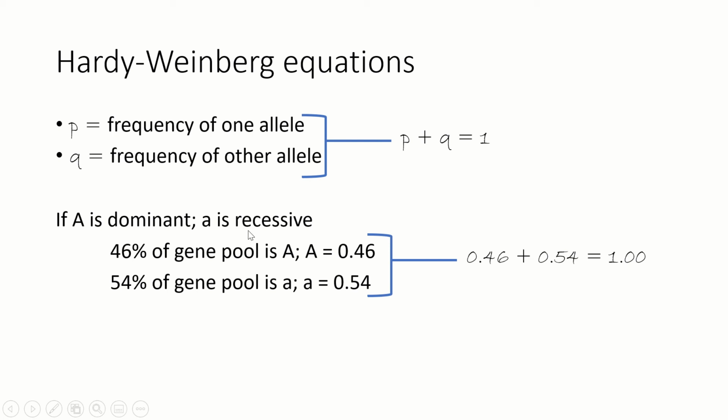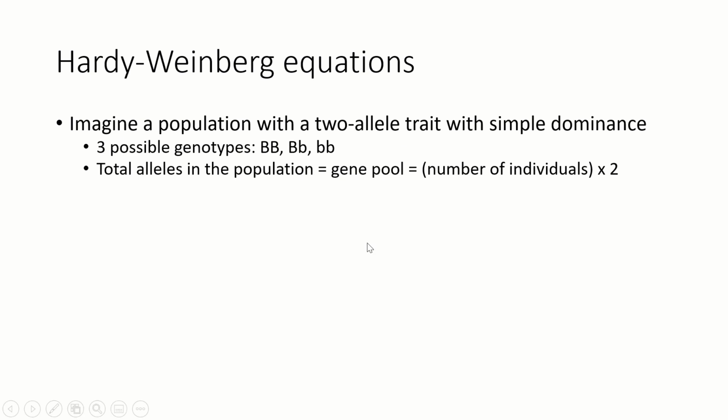And if you know the allele frequency of 1, you can then figure out the other by just subtracting the known one from 1. That gives you the other. All right. Now, imagine a population where we have a 2 allele trait with simple dominance. So we've got 3 possible genotypes. And you remember all this from when we were doing Punnett squares.